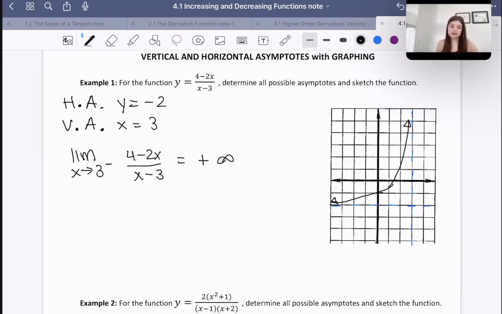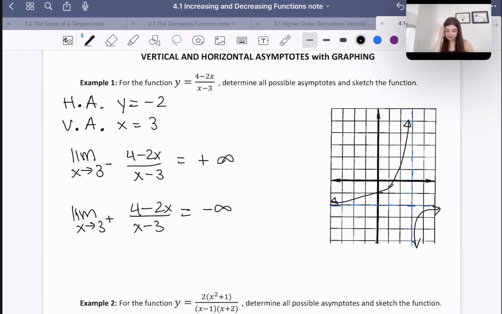Next, let's figure out the limit as x approaches 3 from the right. What would this be then? Well, this is going to go to negative infinity, right? If I put in 3.1 here, then I'm going to have something negative. If I put 3.001, something even more negative, and so on. So we're going this way this time. We're going to negative infinity. And so there we go.